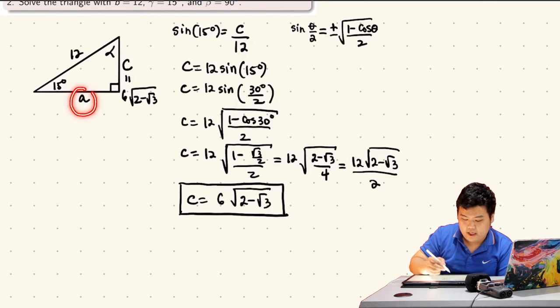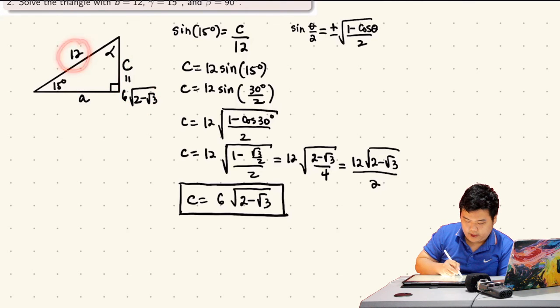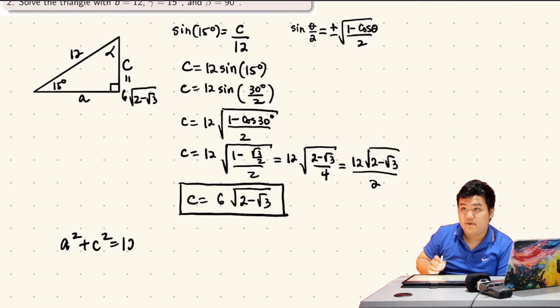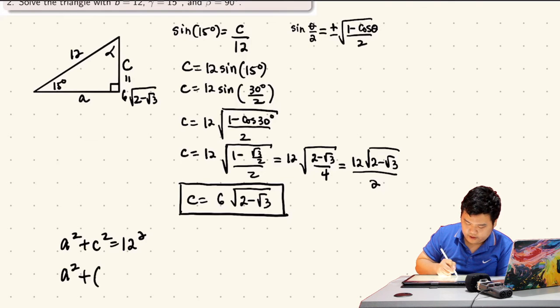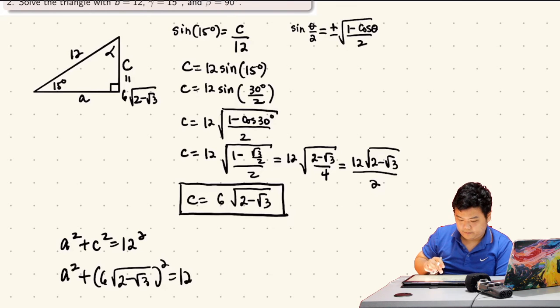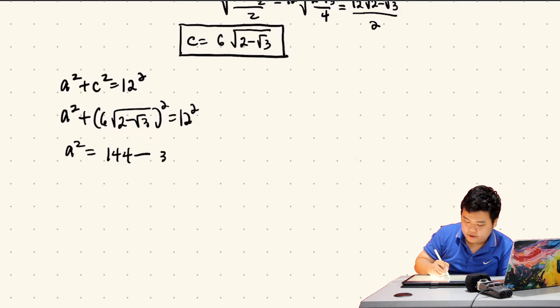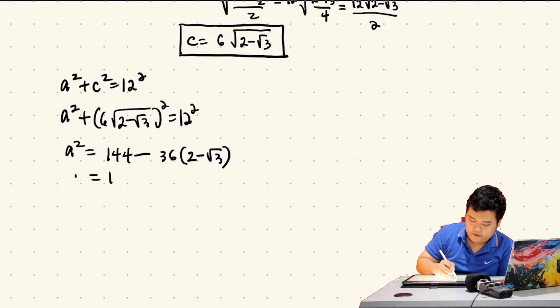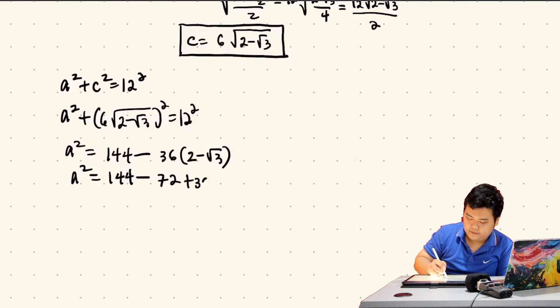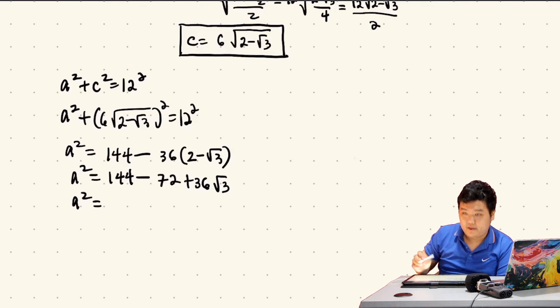Okay. So, to compute for A, gagamit tayo ng Pythagorean theorem. So, square of this plus square of this is the square of the hypotenuse. So, A square plus C square equal to 12 square. So, A square plus 6 square root ng 2 minus square root of 3 square is 12 square. Okay, so A square is 144 minus the square of this, which is 36 times 2 minus square root of 3. Square nito, mawawala lang yung radical. So it's A square is equal to 144 minus, distribute, 72. Distribute again, magiging plus na because negative, negative, positive. And 144 minus 72 is 72.